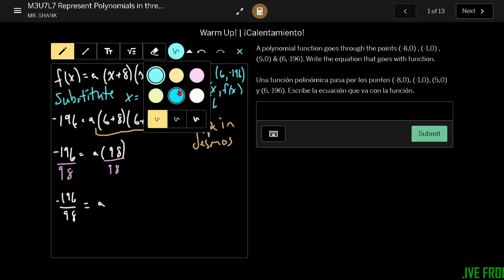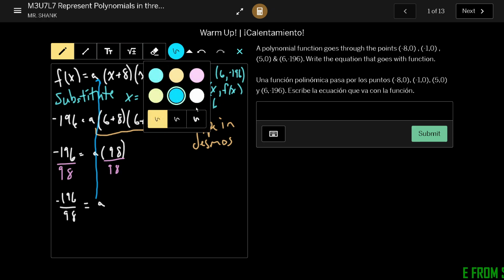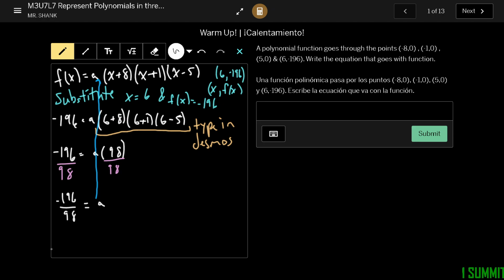Make sure you're following that last step though. Our last step is to take that value of a and plug it back into our original equation. So now our final equation is what I'm going to write in, but I can write it down here as well. I'm going to say f of x equals negative 196 over 98 times, let me try to write that a little bit better actually. I'm not sure why my pen's being weird.